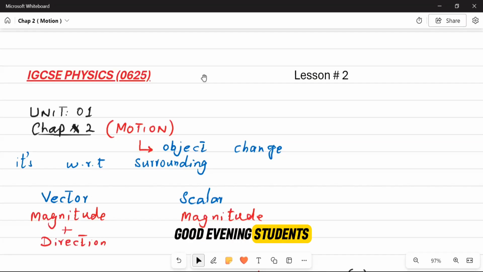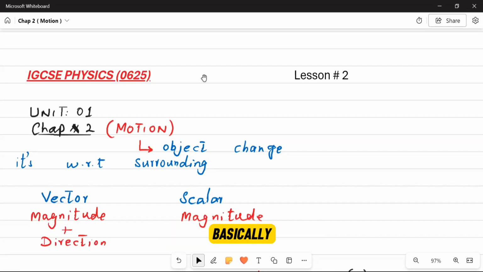Good evening, students. Today, I will explain lesson number 2 of IGCSE Physics 0625. This is chapter number 2 of Unit 1, General Physics. So, the chapter name is Motion.